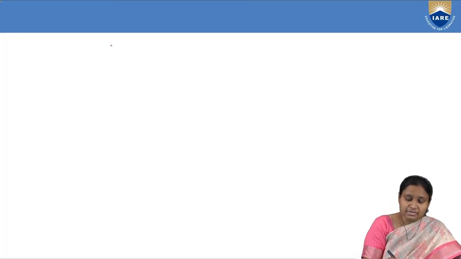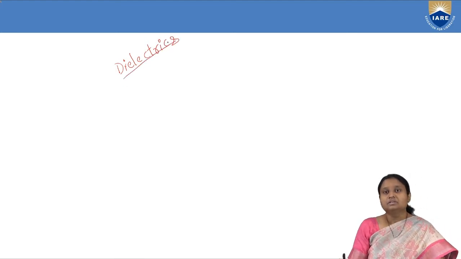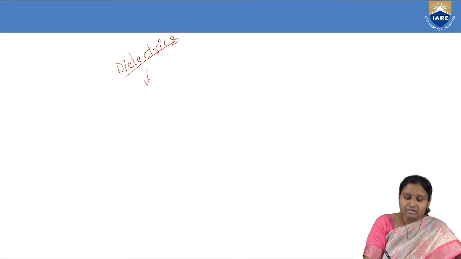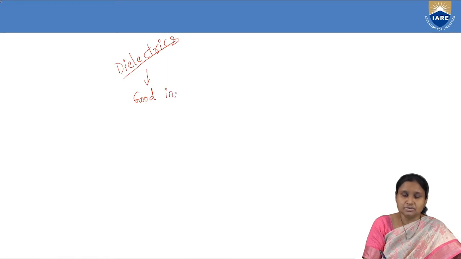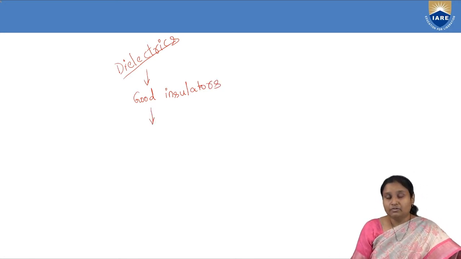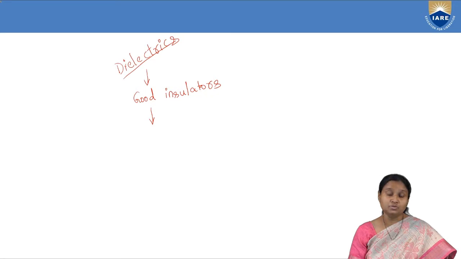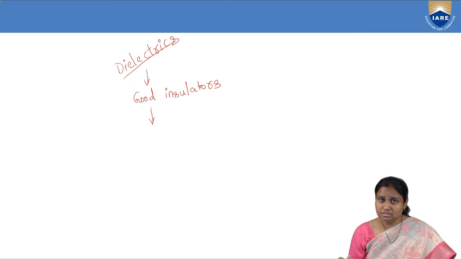When we talk about dielectric materials, generally we'll say that these dielectrics are good insulators. So the first point that comes to our mind is they are good insulators. Then in what way are they different from other materials? Of course, in insulators we don't have free electrons, and electrons are very tightly bound to the nucleus. But dielectrics are a little bit different from normal insulators.